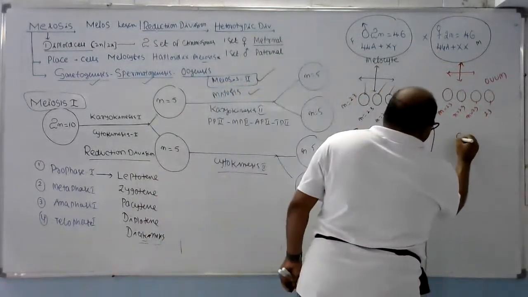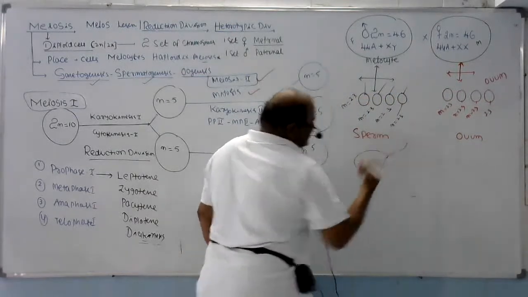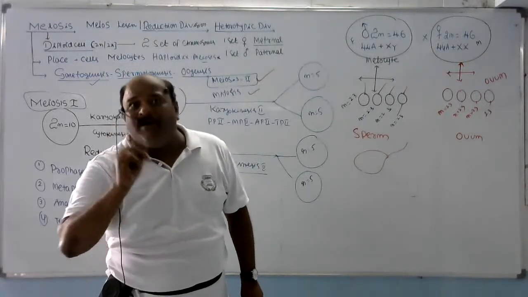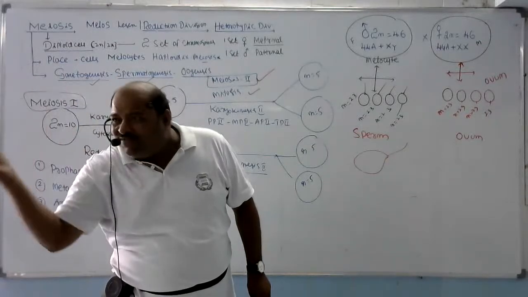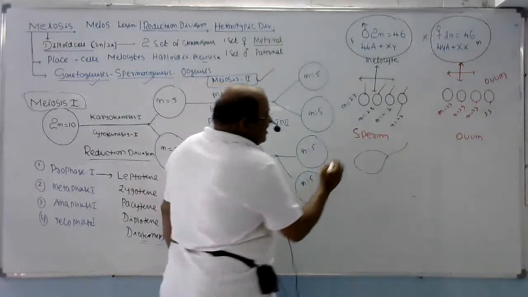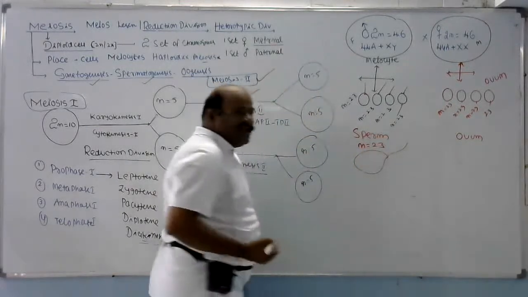You are named here as ovum. If you observe, is this sperm haploid or diploid? Haploid. A product formed after meiosis is haploid. Now, in the sperm, N equals how many chromosomes are present, sir?